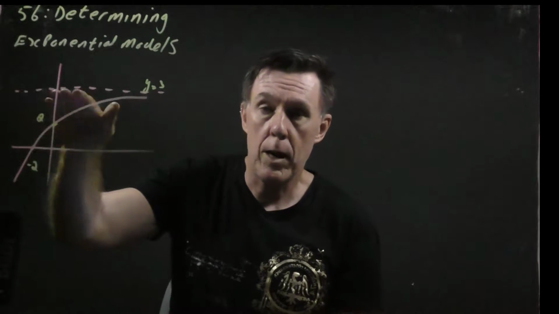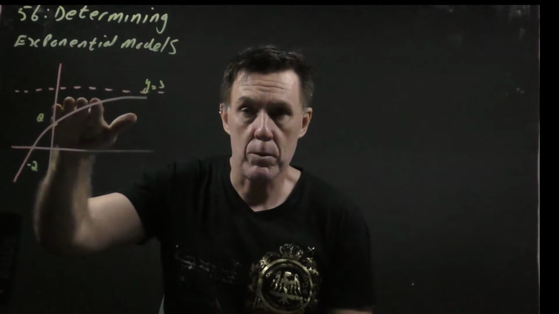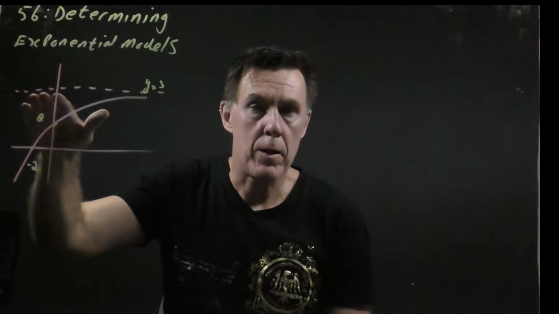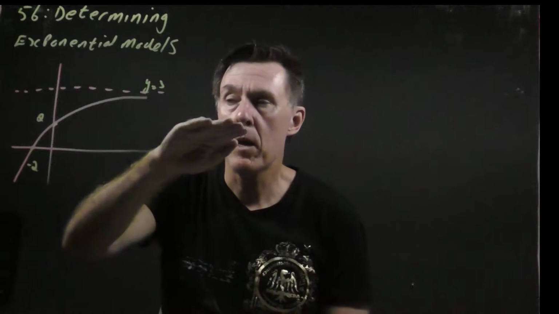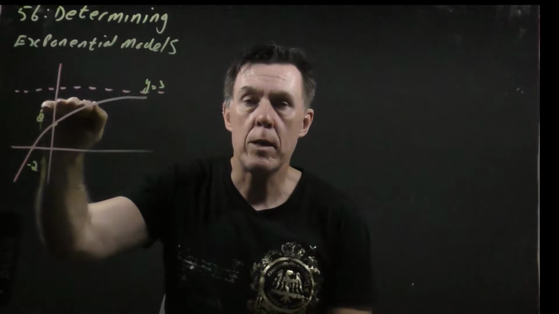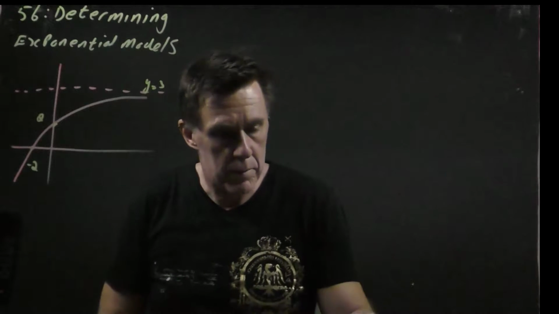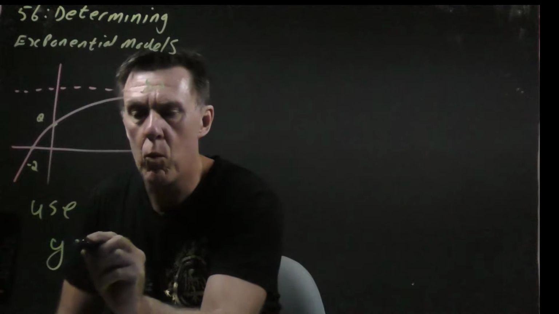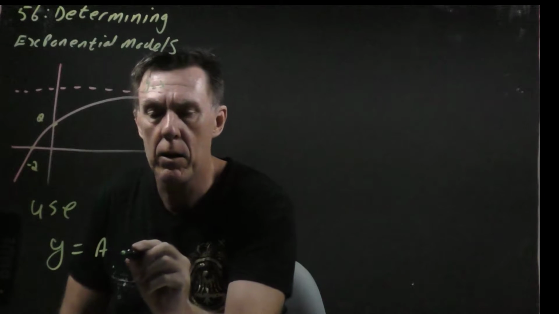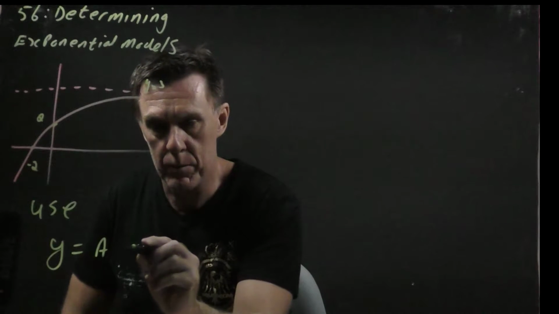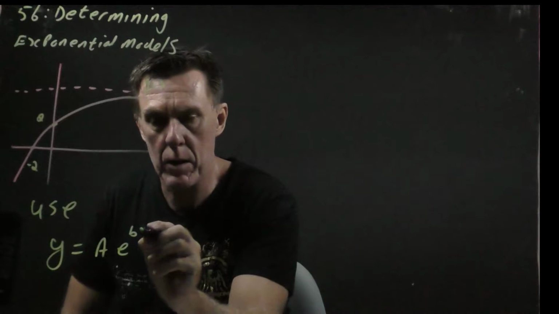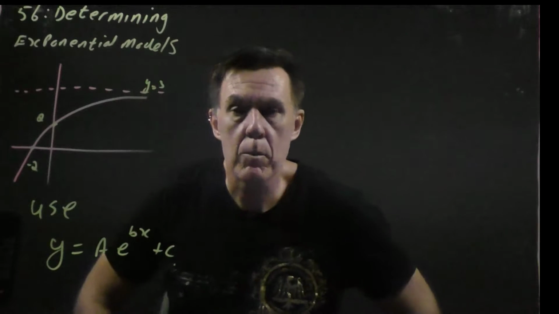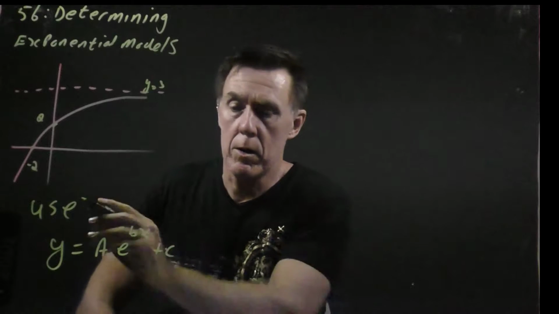Because it has a horizontal asymptote, it's going to be exponential. It can't be anything else. So just stick that one in your mind. Horizontal asymptote, you must have an exponential function. So which means we're going to be using a general form that y is going to be equal to a lots of e to the bx plus c. So that will be our general rule.